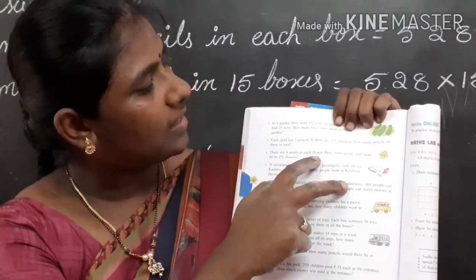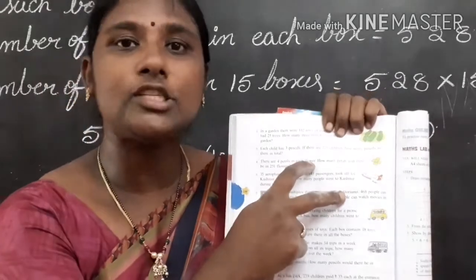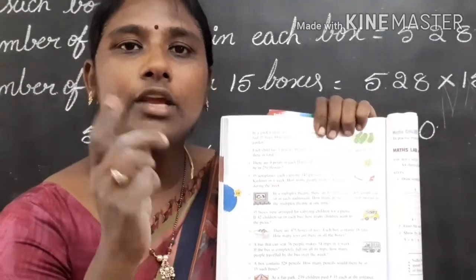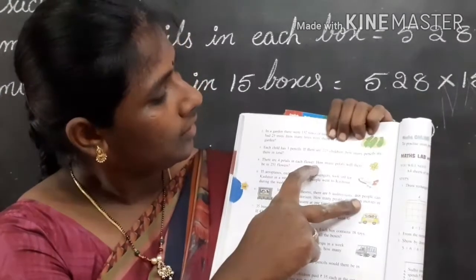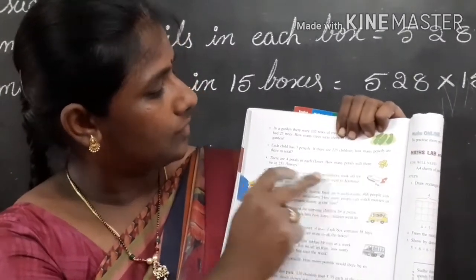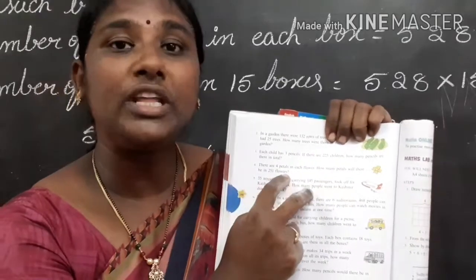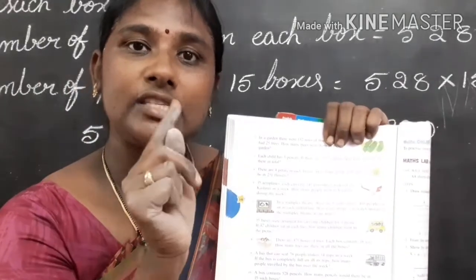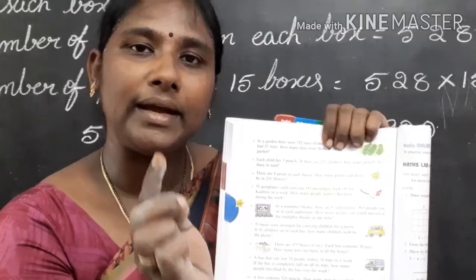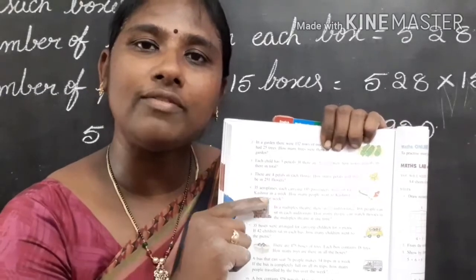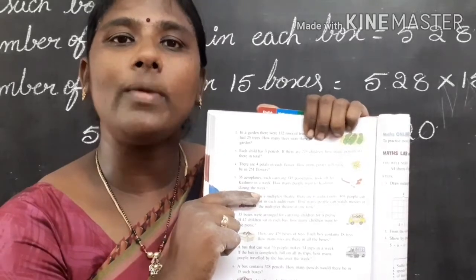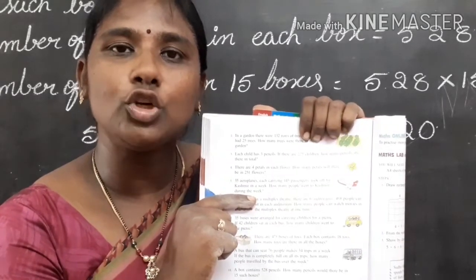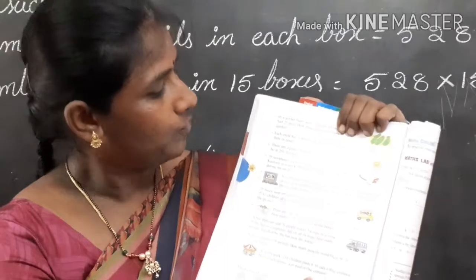Next one. There are 4 petals in each flower. How many petals will there be in 251 flowers? Each flower has 4 petals. Total how many flowers are there? 251 flowers are there. So total how many petals are there? How will we get 251 into 4? Next one.